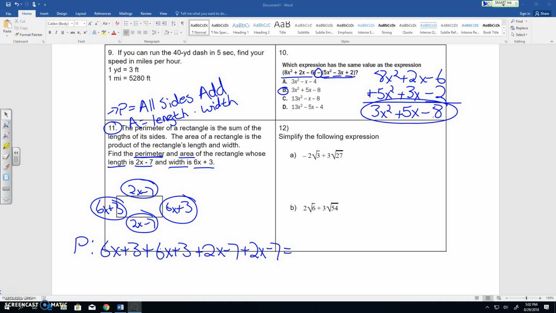So just add together our x's and add together our numbers. So we've got 6 plus 6 is 12. 12 plus 2 is 14. 14 plus 2 is going to be 16. So that's 16x. And then we've got 3 plus 3 is 6. 6 minus 7 is negative 1. And negative 1 minus 7 would be negative 8. So for our answer, we would have 16x minus 8 as the perimeter.